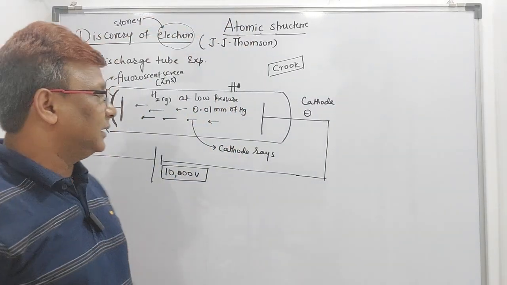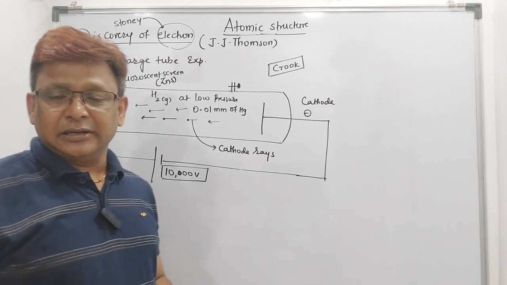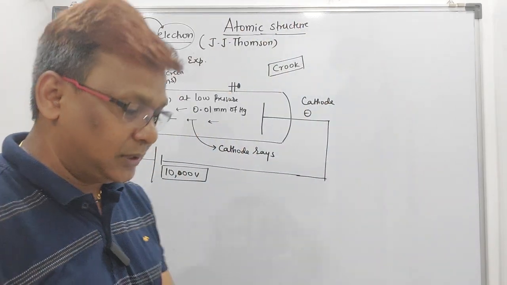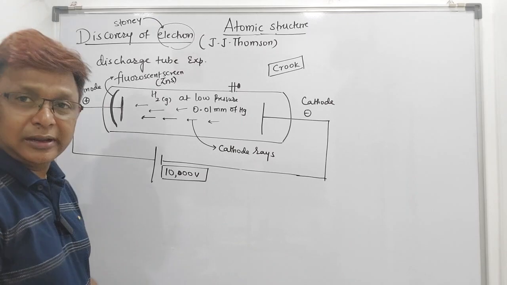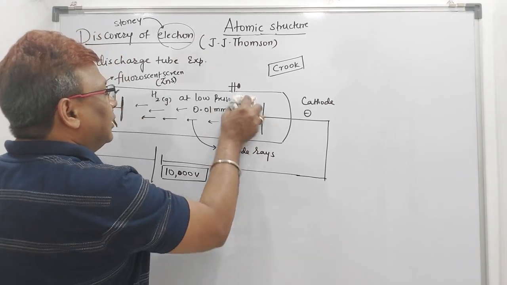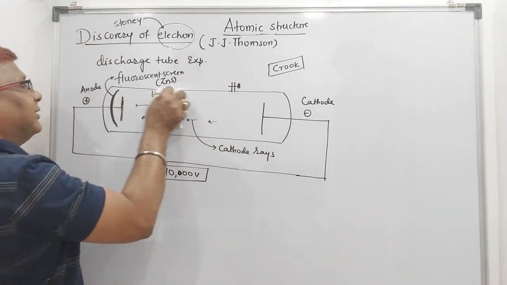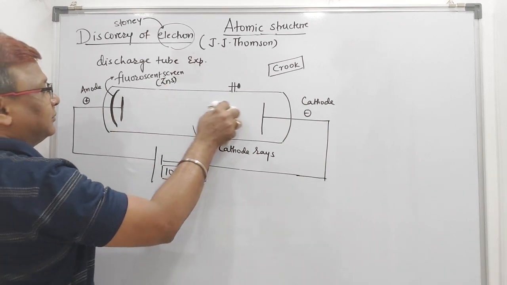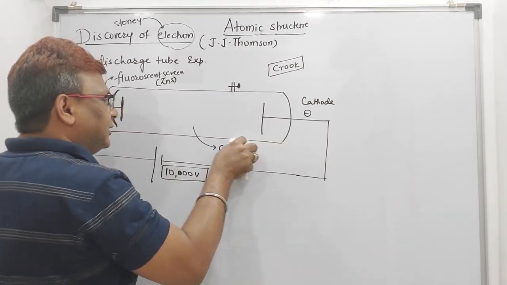Now beta, I will try to explain exactly what happened in this discharge tube, and whether these cathode rays are really coming from the cathode plate or from somewhere else. That I am going to explain to you. Listen here now.